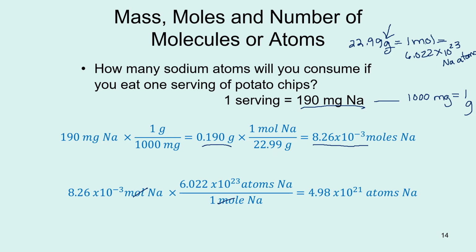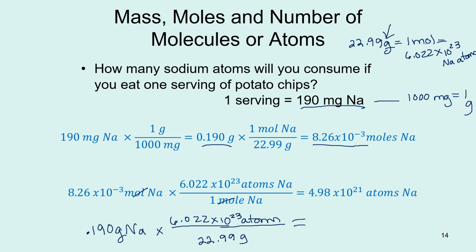Like I said a minute ago, if I wanted to, I could have just started, let's do that here, with 0.190 grams of sodium times 6.022 times 10 to the 23rd atoms for every 22.99 grams. So this would just be 1 step, grams cancel, and I would get the same answer, 4.98 times 10 to the 21 atoms.